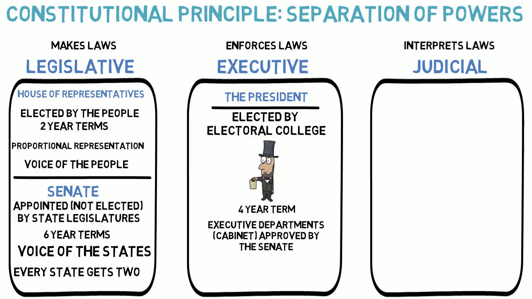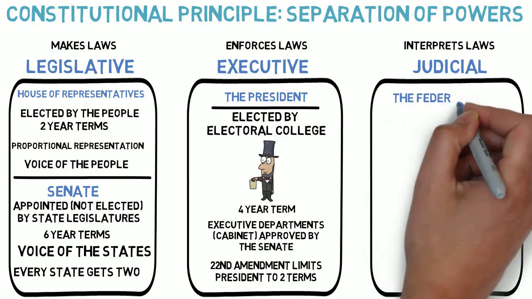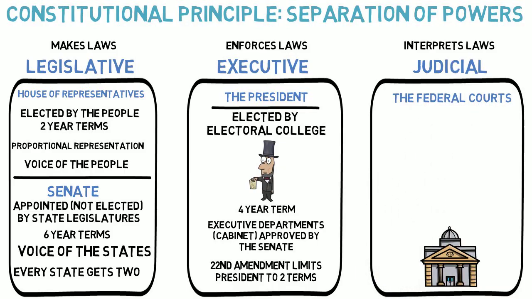George Washington set an unwritten precedent or rule that no president should serve more than 2 terms. This tradition was followed by all presidents up until Franklin Roosevelt, who was elected 4 times. After FDR's presidency, the 22nd Amendment was ratified, which now limits the president to 2 terms only. The third branch of government is the judicial branch, which consists of the federal court system. The federal court system is divided into lower district courts and the Supreme Court.